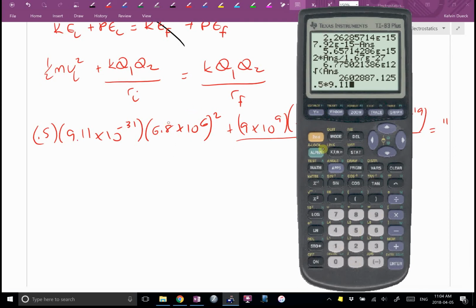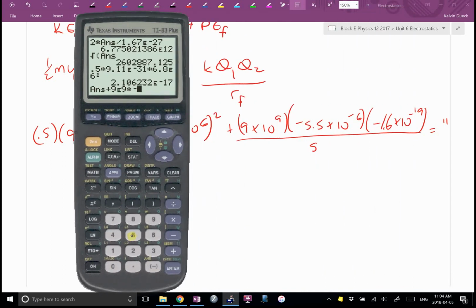.5 times 9.11 times 6.8 times 10 to the 6th squared. I think you get that for the first term, but actually I decided to be bold and do this all in one line. So I just kept going. I went plus, is that right? Half mv squared. Yeah, that is. I went plus 9 times 10 to the 9th times negative 5.5 times 10 to the negative 6th times negative 1.6 times 10 to the negative 19. I divided that by 5. Can you double check me? Did you all get somewhere along the line of 1.605 times 10 to the negative 15th as your summary step? No? Yes? Yeah? A couple of you nodding? Okay. 1.605.